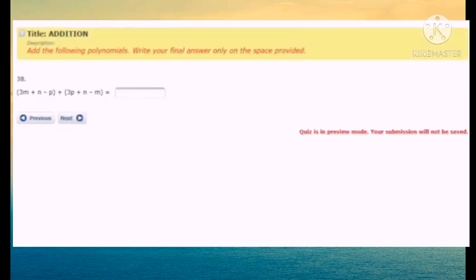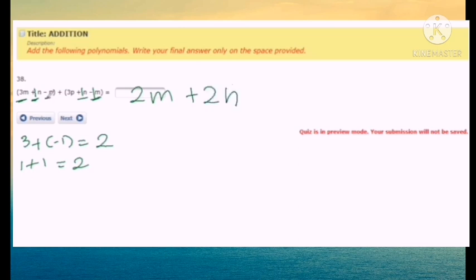Next, number 38. We have 3m is similar with -1m. Again, whenever there is no number, there is 1. So 3 plus -1 is equal to 2. Then copy m. For n, this is 1n, and then also 1n. So that means 1 plus 1 is equal to 2. So plus 2n. Then -1 plus 3 is equal to 2. So plus 2.